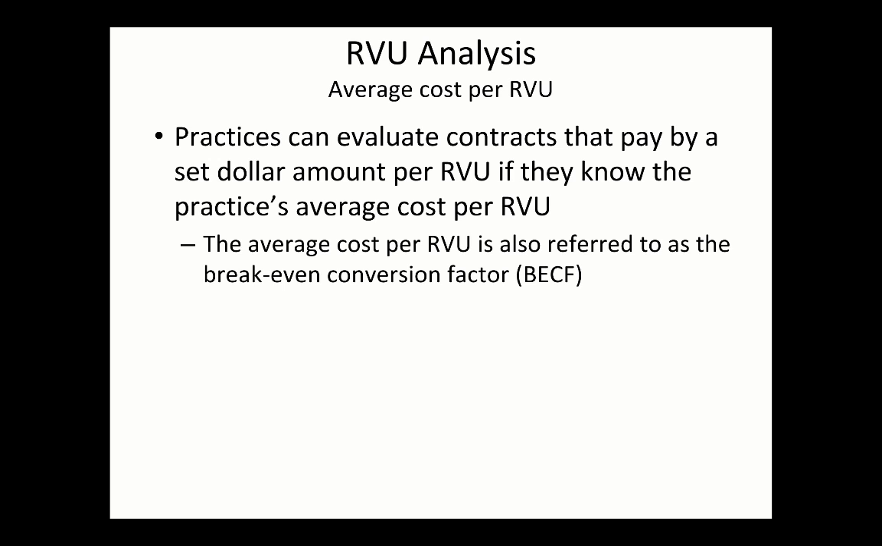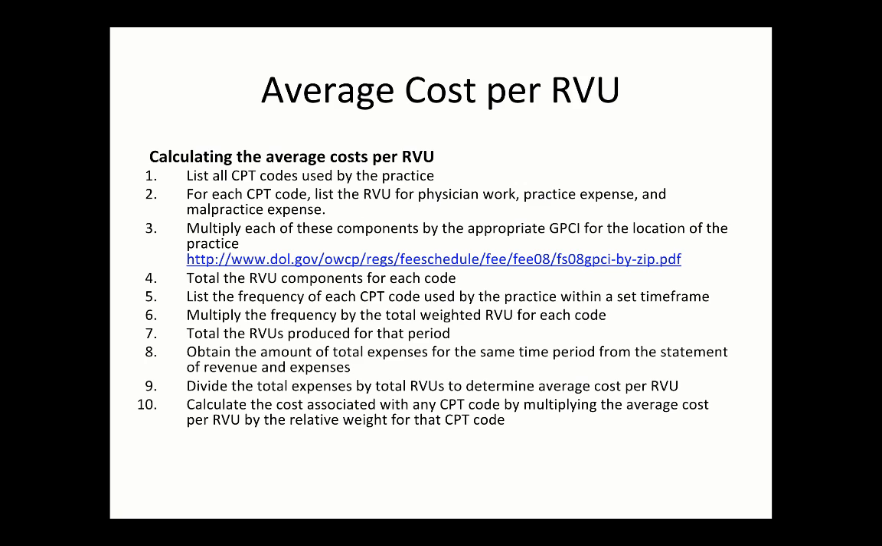If they know the practice's average cost per RVU, contracts that pay higher dollar value per RVU than the average cost per RVU have the greatest chance at creating profit. Therefore, the average cost per RVU is also referred to as the break-even conversion factor, or BECF. To calculate the average cost per RVU, you must follow these steps. First, list all the CPT codes used by the practice in a spreadsheet, along with the associated RVU from CMS for physician work, practice expense, and malpractice expense. Weight each of these components by the appropriate GPCI for the location of that practice.